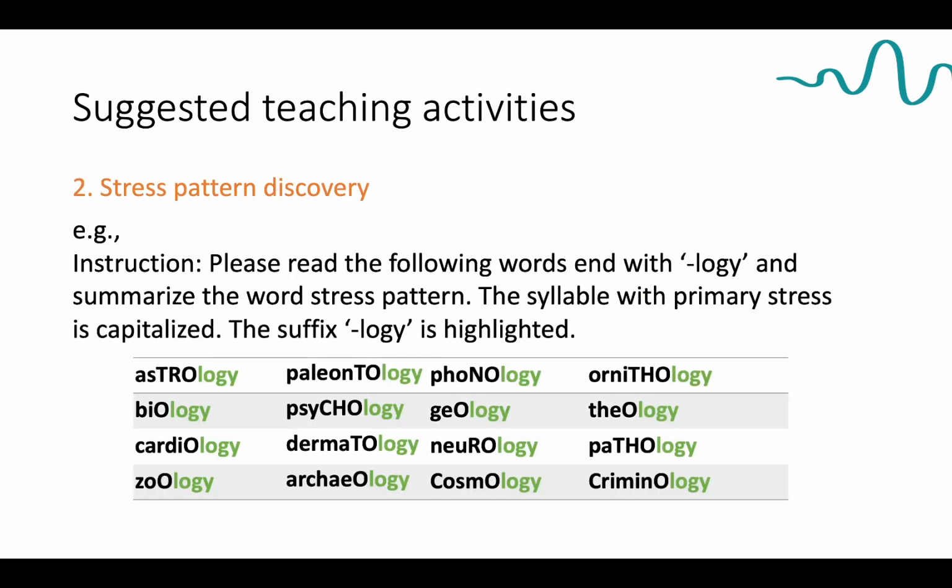The second activity is stress pattern discovery. You may give your students a list of words with phonological similarities, such as the suffix -logy in this example, and ask them to observe and discover the word stress pattern by themselves. Therefore, through self-directed discovery activities, they may understand and memorize the rules more easily, facilitating learner autonomy.